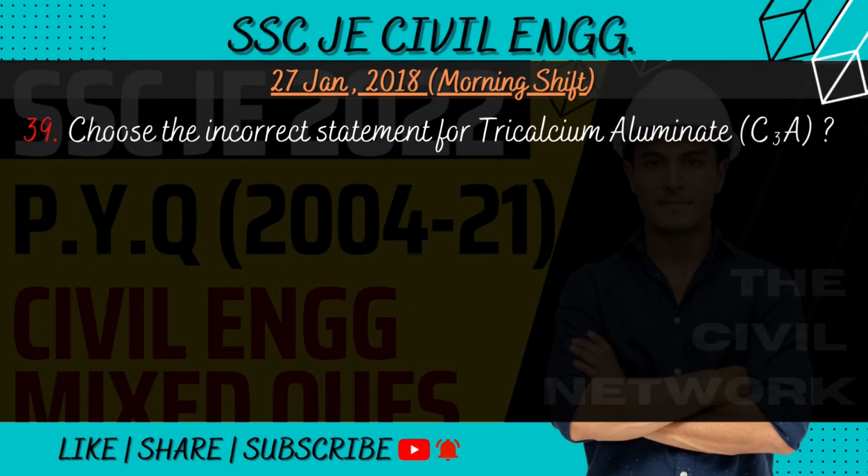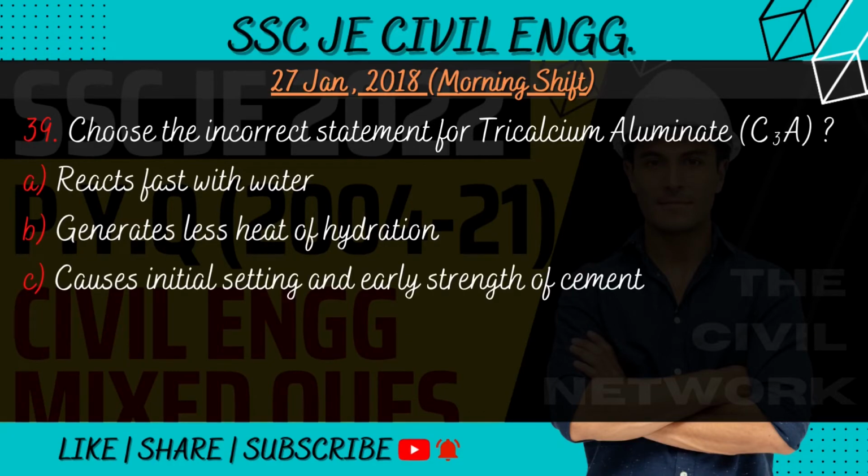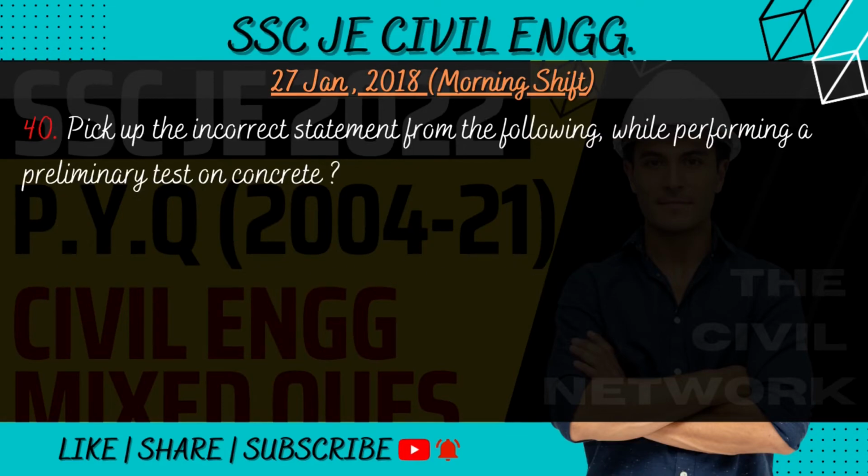Question number 39. Choose the incorrect statement for tricalcium aluminate, C3A. Options are A reacts fast with water, B generates less heat of hydration, C causes initial setting and early strength of cement, D does not contribute to develop ultimate strength. Your correct answer is option number B, generates less heat of hydration.